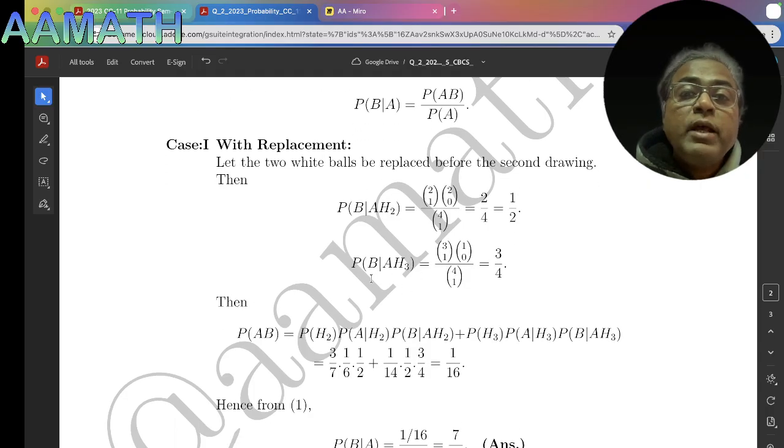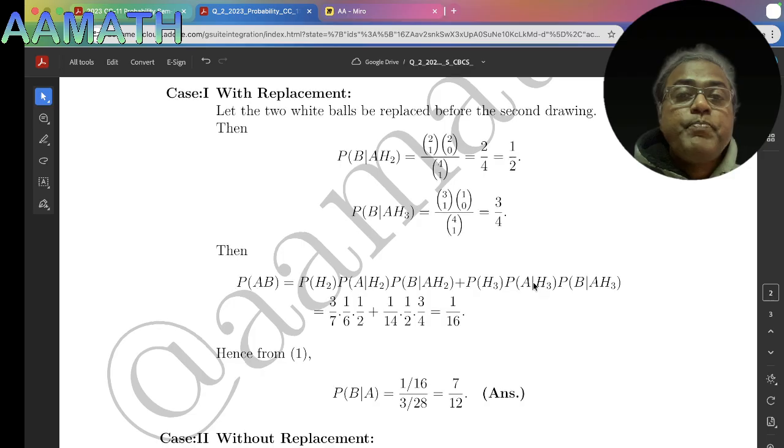And when the H3 event happened, probability of B by AH3 means the three white balls drawn from the first turn and one black ball. So there are three white balls. From three white balls, we draw one white ball, and zero black balls drawn. So this is equal to 3 by 4.